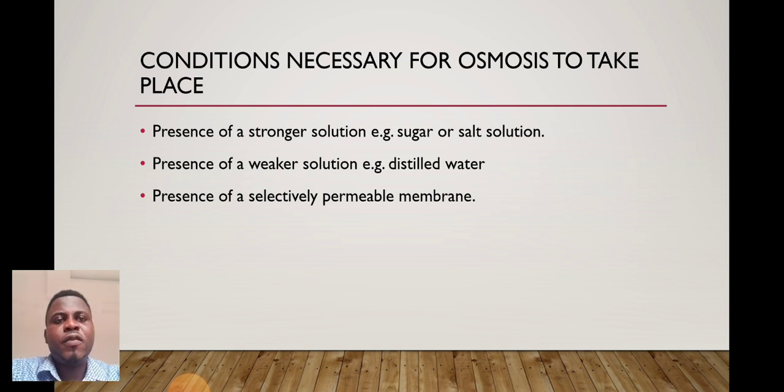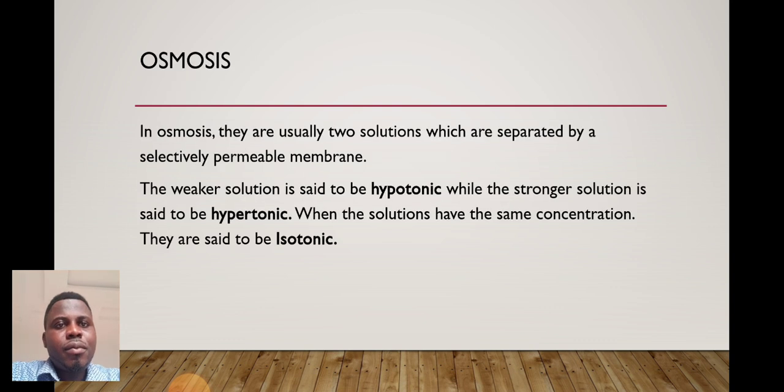So these are the conditions necessary for osmosis to take place. Number one is the presence of a stronger solution. There must be the presence of a weaker solution, and there must be the presence of a selectively permeable membrane. These are the three conditions for osmosis to take place. And then in osmosis there are usually two solutions, and these solutions are separated by a selectively permeable membrane.